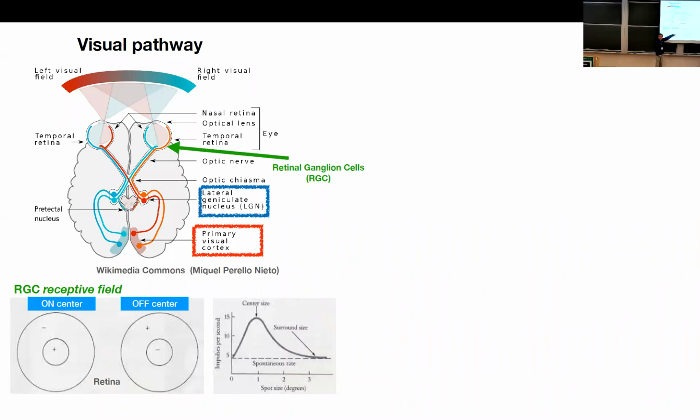The off-center cells are similar because they do the opposite. Okay, so there are these two varieties of cells. For the purpose of this talk, LGN cells have very similar receptive fields. Like all statements in biology, this is actually debatable. Okay, but for the purpose of what I'm going to talk about, we're going to assume that that's true.